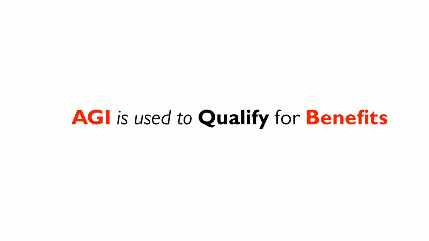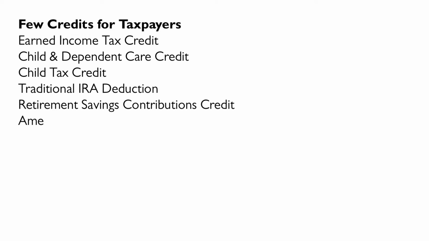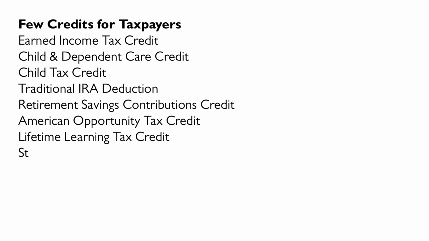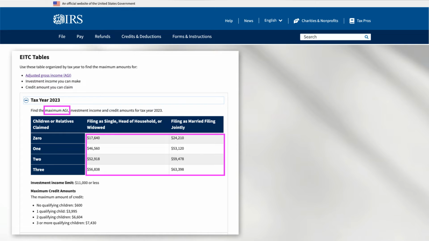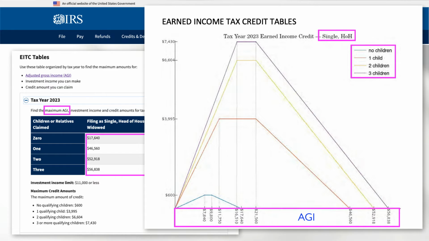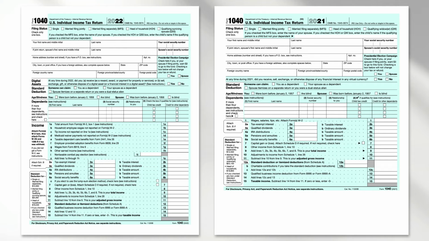Second reason why you should know your AGI is to determine whether you qualify for many deductions and credits, such as Earned Income Tax Credit, Child and Dependent Care Credit, Child Tax Credit. These are just a few examples. Often when you don't qualify for credits or deductions, it may be because your AGI or modified AGI is too high for your filing status. So how can you find your prior year AGI? There are a couple of ways.